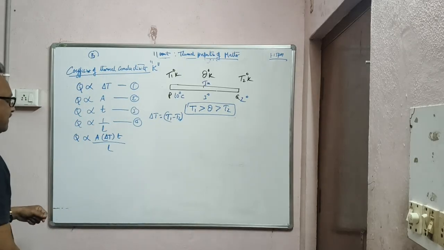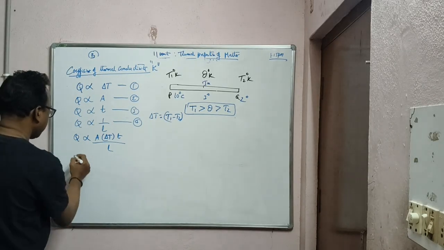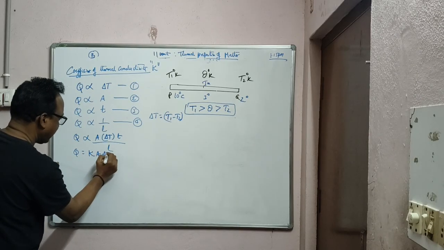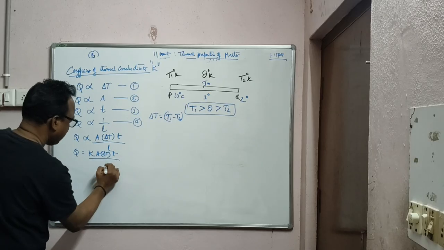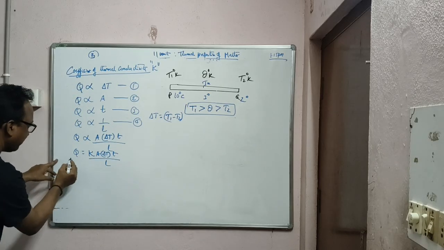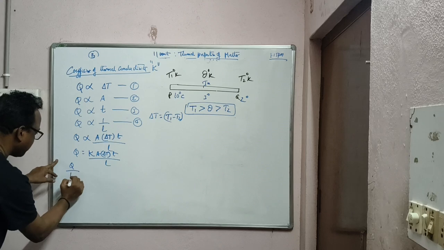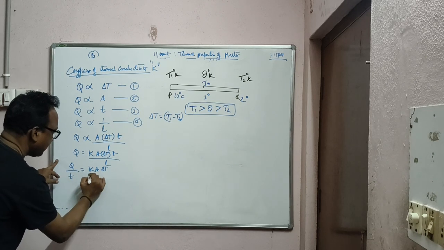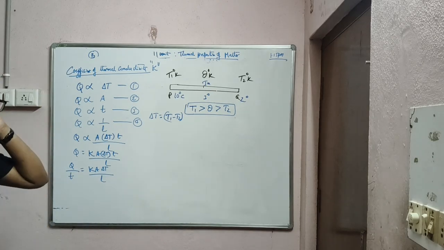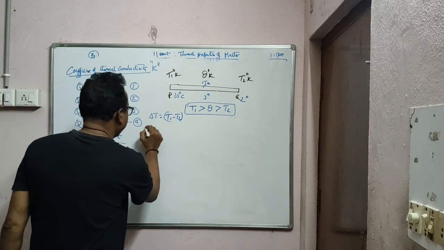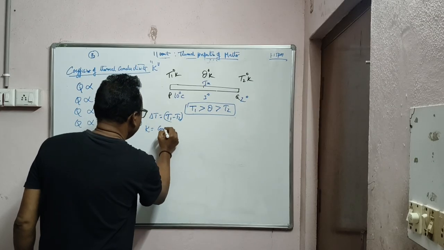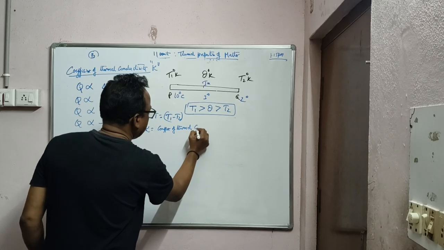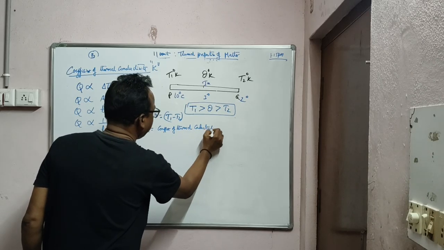Delta T. Now remove the proportionality and introduce a constant K: Q equals K A delta T t by L. Now divide by t, then it becomes Q by t equals K A delta T by L. Now observe carefully here. K is called the coefficient of thermal conductivity of the material.